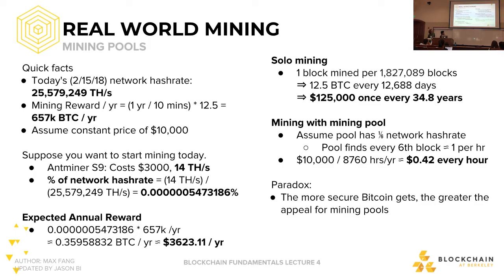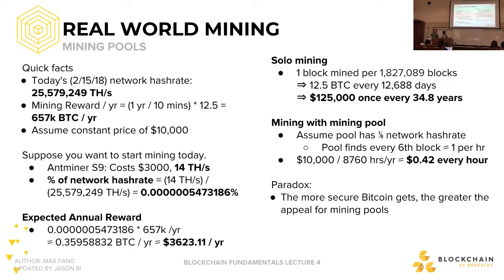So knowing that, if you're a miner that owns one Antminer S9, you have 14 terahashes per second. And the probability of you winning a block is 0.000005%. So very, very low. And your expected annual reward will be $3,600 a year. So that's not bad. But it doesn't account for the cost of actually buying that Antminer and also the cost of all the electricity and cooling that you're paying for.